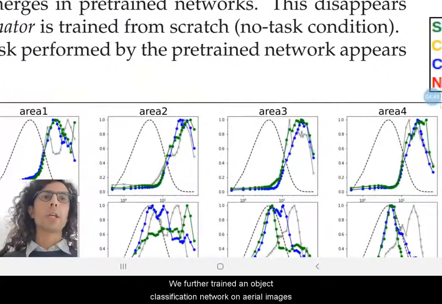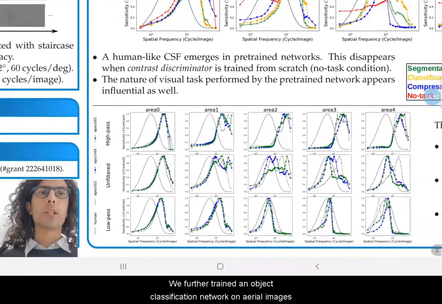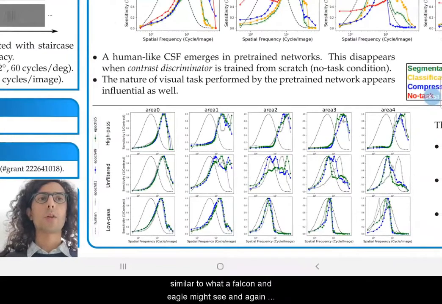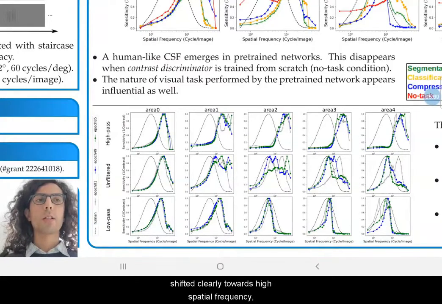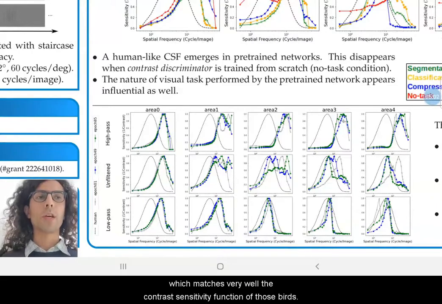We further trained the object classification network on aerial images similar to what a falcon or eagle might see, and again we see the peak of the contrast sensitivity function is shifted clearly towards high spatial frequency, which matches very well the contrast sensitivity function of those birds.